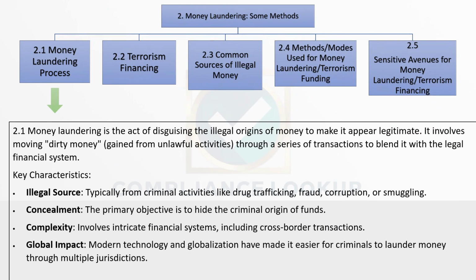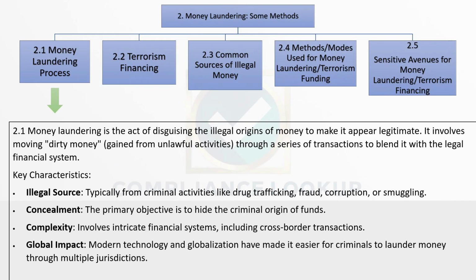Now, coming to our main topic. Money laundering is the process of concealing the illegal origins of money earned through criminal activities such as drug trafficking, fraud, corruption, or smuggling, and making it appear as though it came from legitimate sources. The main goal of money laundering is to hide the illicit nature of the money so that it can be used within the legal financial system without raising suspicion. To achieve this, criminals often move dirty money through a series of complex transactions involving banks, businesses, or even international transfers to obscure its origin.